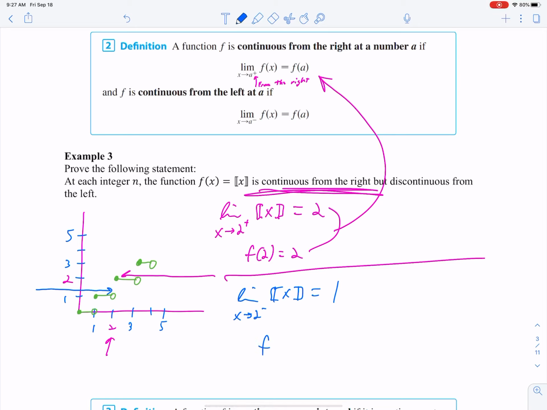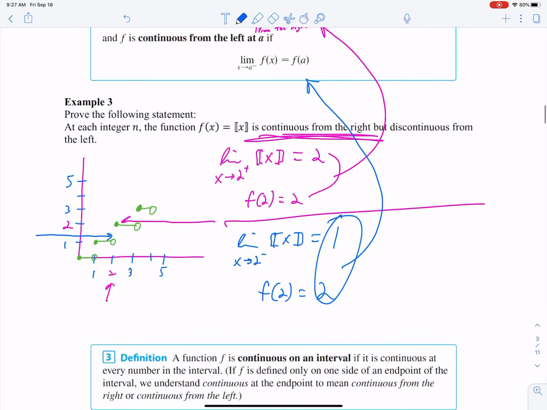But f of 2, well, it's the same function as above, so f of 2 still equals 2. Problem is these guys are not equal. Since they're not equal, that breaks the definition, so it's discontinuous from the left. And you should write a little statement here. So therefore the function is continuous from the right, but discontinuous from the left.